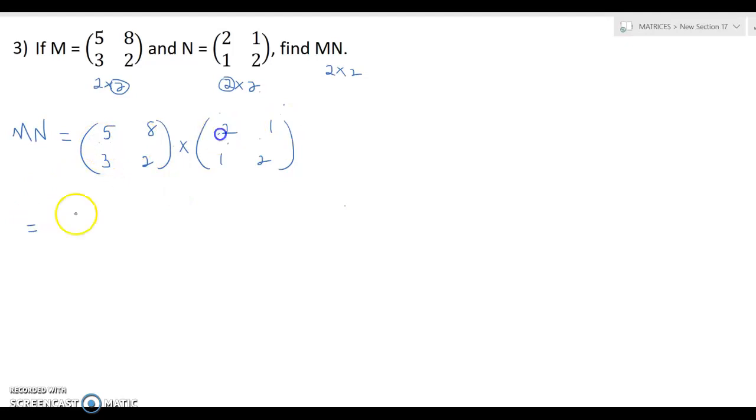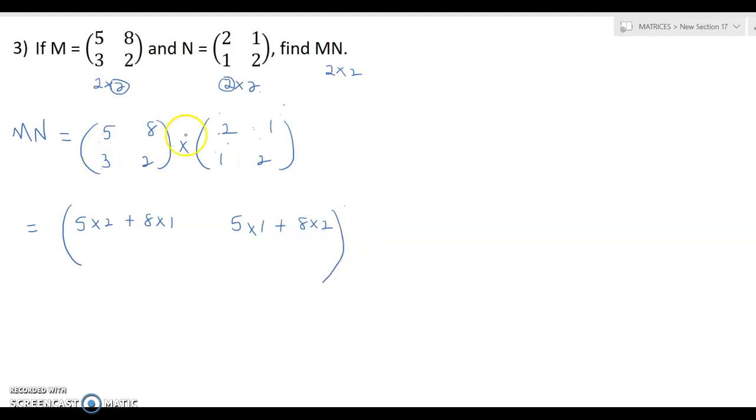So first row, first column. So 5 by the first number 2, plus 8 by the second number 1. Then first row, second column, 5 by the first number 1, plus 8 by 2.